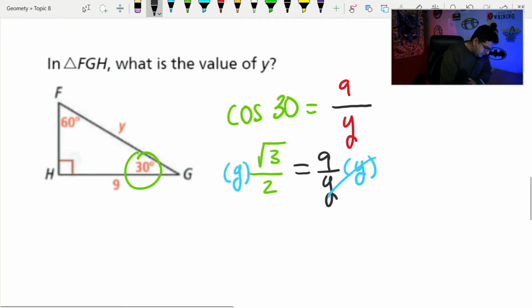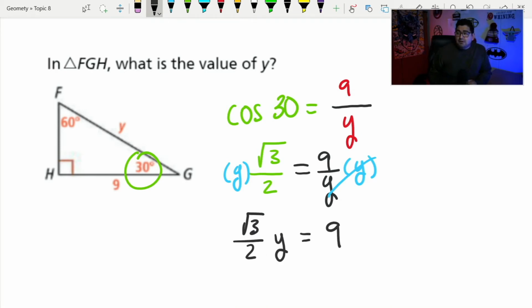These y's will cancel out. I'm left with the square root of 3 over 2y. That's just going to equal 9. Now we want to get rid of the square root of 3 over 2 on the left side. We're going to isolate y. So we're going to multiply by 2 over the square root of 3.